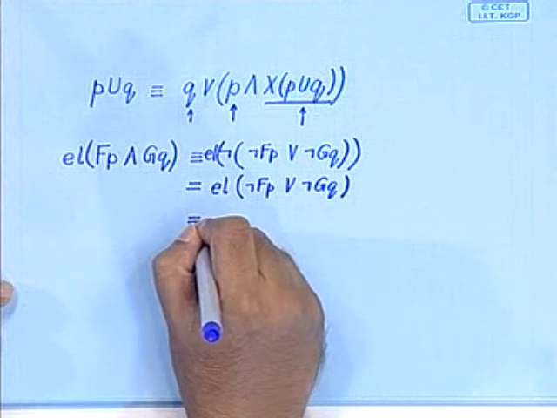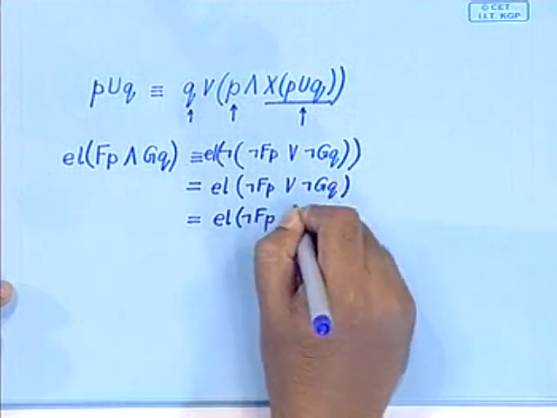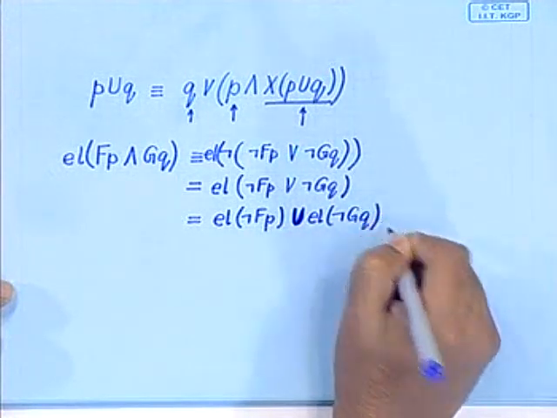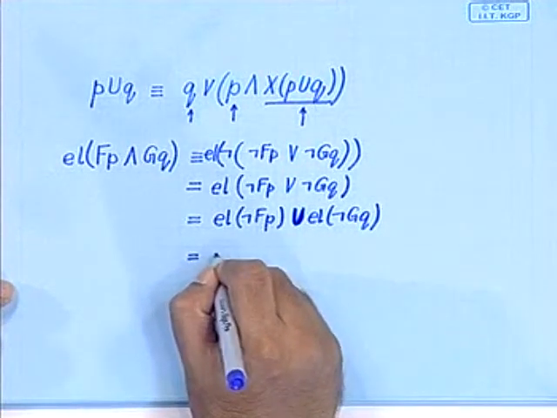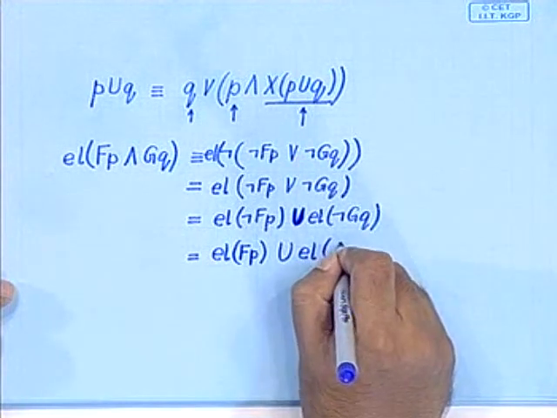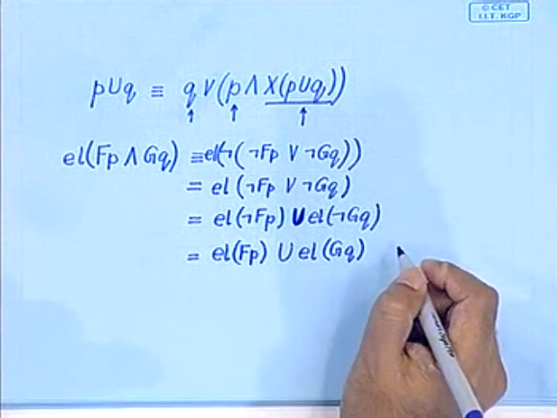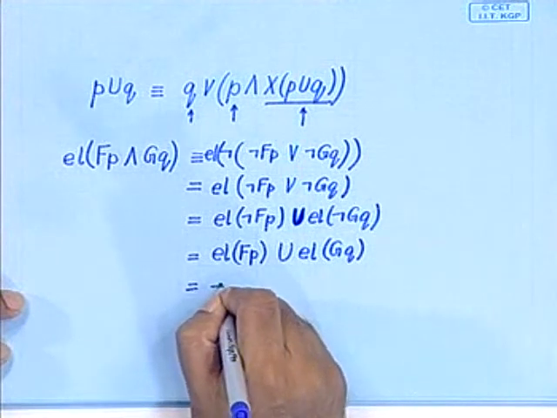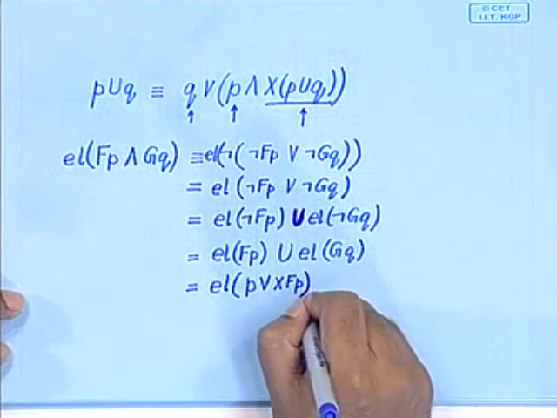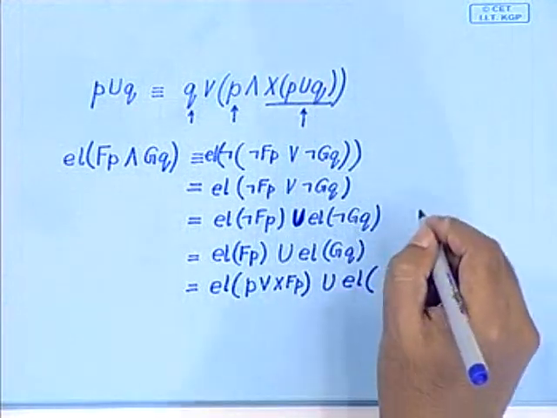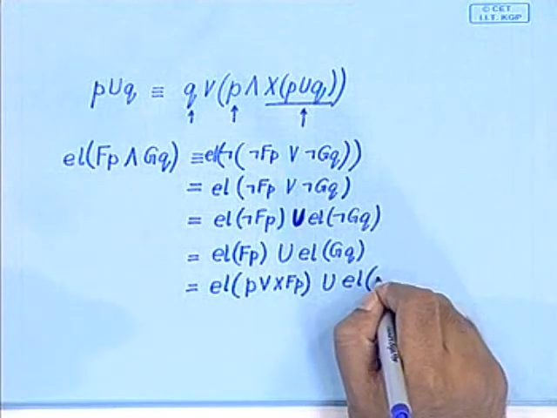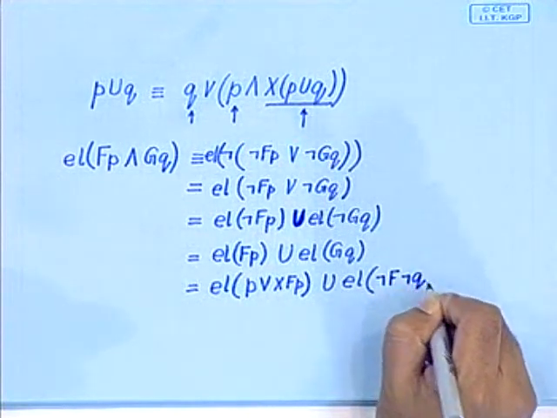So this in turn is elementary of not of FP union elementary of not of GQ, right? This is elementary of FP union elementary of GQ, right? Now what do we rewrite FP as? Elementary of P or XFP, right? Union the elementary of this, which we will write as, now see again here you can rewrite this as not F not Q, right?